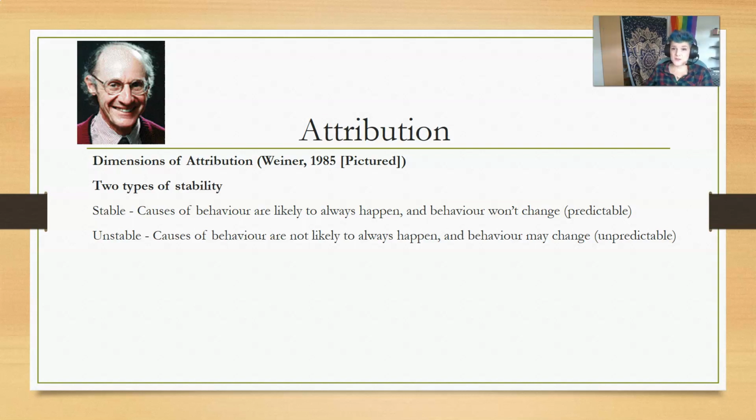And again, there are 2 types. Stable, so the causes of behaviour are likely to always happen and behaviour won't change. Or unstable, so causes of behaviour are not always likely to happen and behaviour might change. So that's predictable. So again, if the cause of behaviour is your personality, that is a stable construct. It's not likely to change. You're either extroverted or you're introverted.